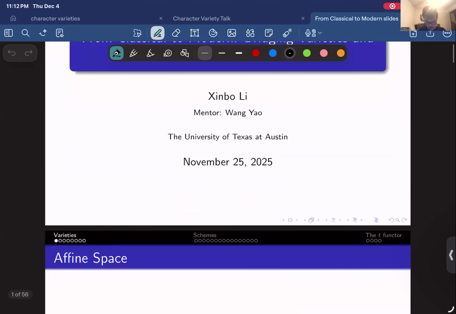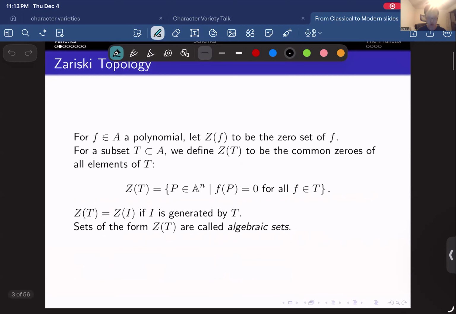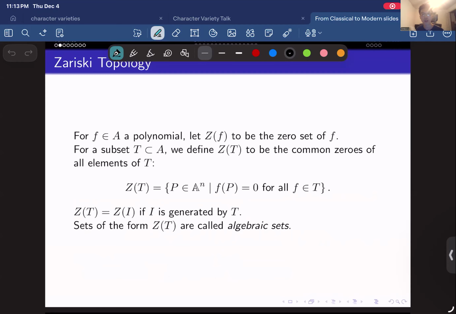So let me begin by defining affine n-space. An affine n-space over a field k is just equal to k to the n as a set. The associated ring with it is the coordinate ring, which is the polynomial ring with n variables over the field k. And I put a topology on it. This is called the Zariski topology.